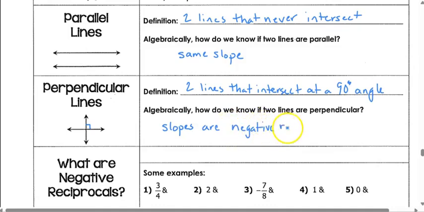All right, algebraically, meaning from the equations, two lines are perpendicular if the slopes are what we call negative reciprocal. Okay, negative reciprocal. So what that means is the signs have to be opposite. So one of them has to be positive, one of them has to be negative. And then reciprocal means flip the fraction over. So if my first line has a slope of 1/2, then the negative reciprocal would be -2/1. Okay, we flip it over, so 1/2 becomes 2/1, and we change the sign.